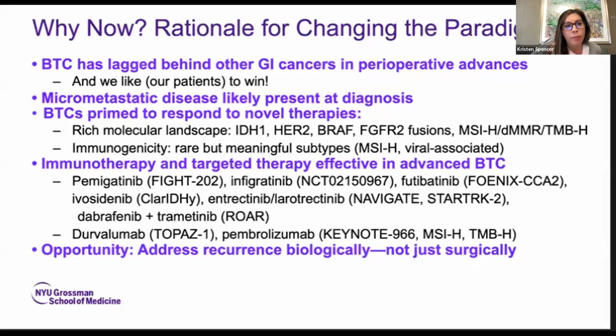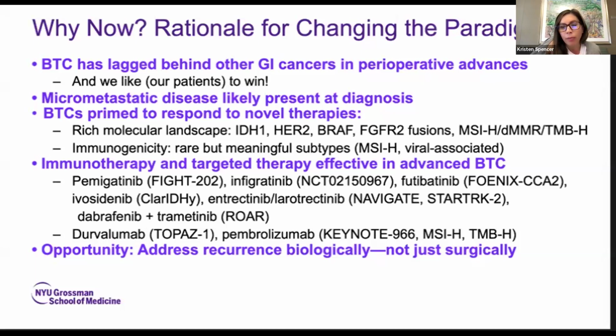We also have come to recognize that biliary tract cancers are really primed to respond to some of our novel therapies. They have a rich molecular landscape, so we know about IDH1, HER2, BRAF mutations, among others, as well as FGFR2 fusions that were alluded to, and MSI high deficient mismatch repair, or TMB high disease. And from an immunogenicity standpoint, there are some rare but meaningful subtypes that really lend themselves to response to checkpoint inhibition, or just a little bit of a nudge with immunotherapy, based on their predisposing factors. Examples of that would be MSI high disease and many of our viral-associated biliary tract cancers.